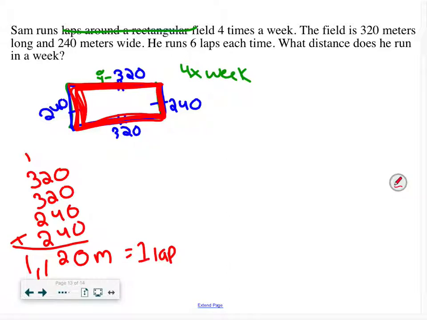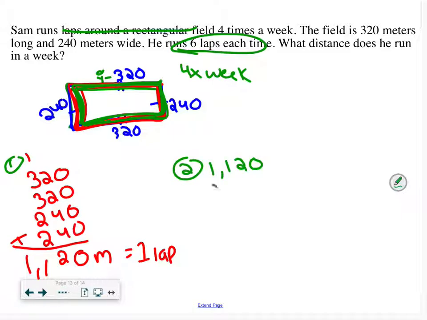Okay. Now, I'm going to stop and think. He runs 6 laps, guys, every single time he goes. So that's just 1,120 meters, and he keeps doing that 6 times. So I'm going to take his one lap. So that's my number 1. I did that equation first. I'm going to take his one lap, and I'm going to multiply it by 6 because he runs it 6 times.